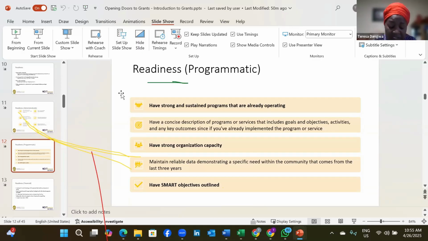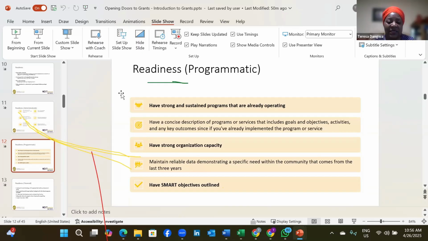Have strong organizational capacity. Who is your executive director? Who is your CFO, if you have one? Who is on your board? And who is going to be working on this program? If you are going to be providing services to children, do you have a case manager? What are the qualifications of this particular case manager?